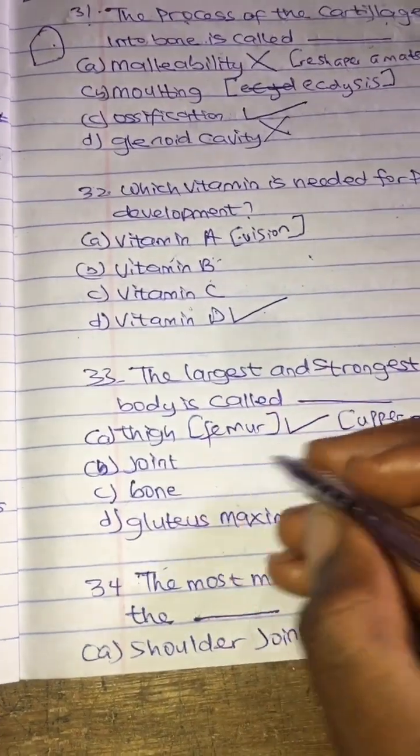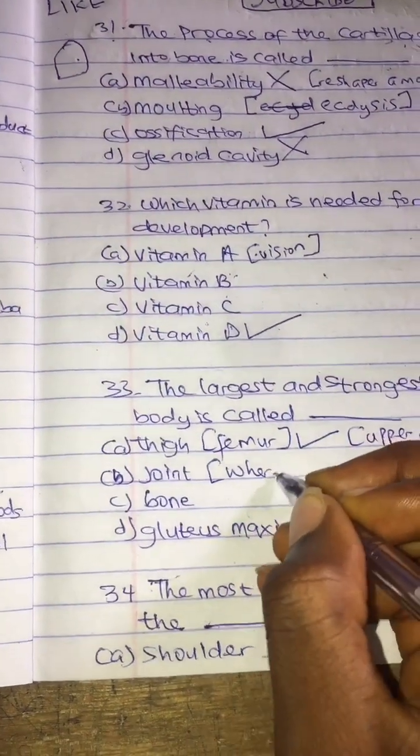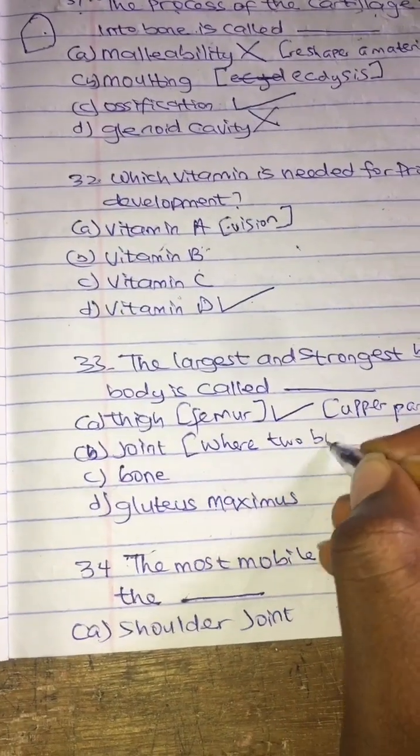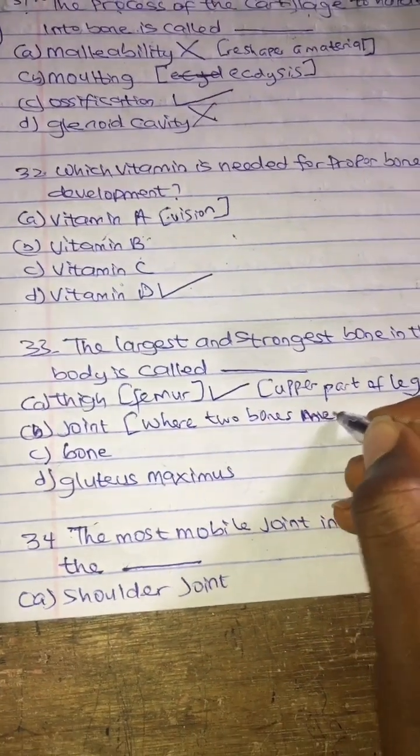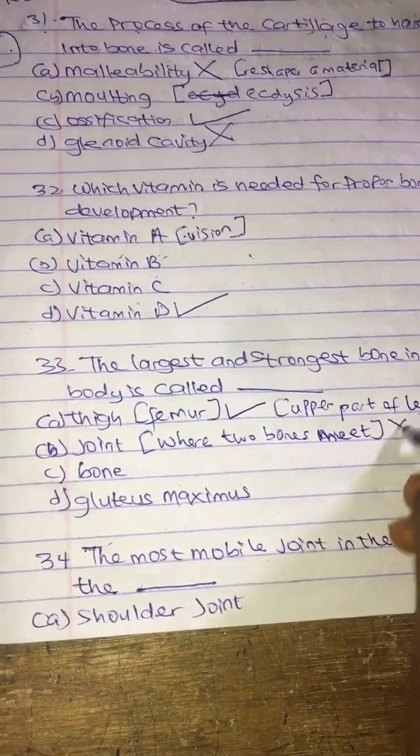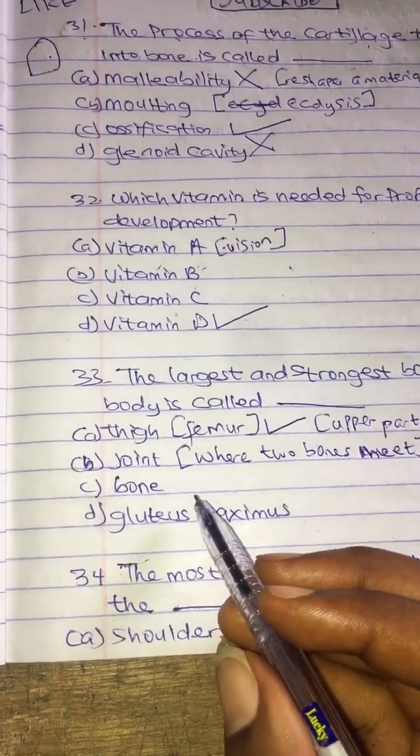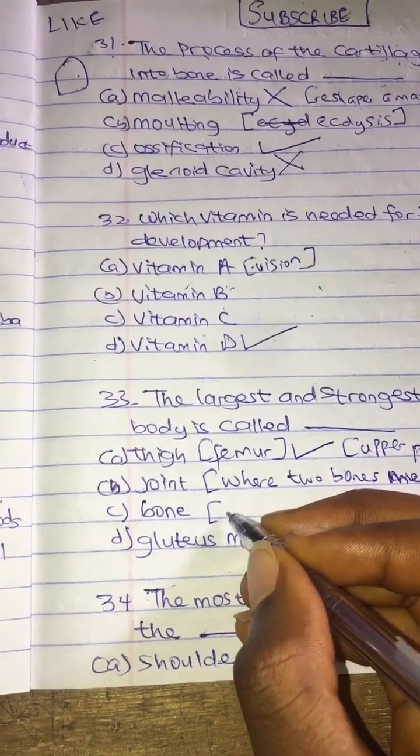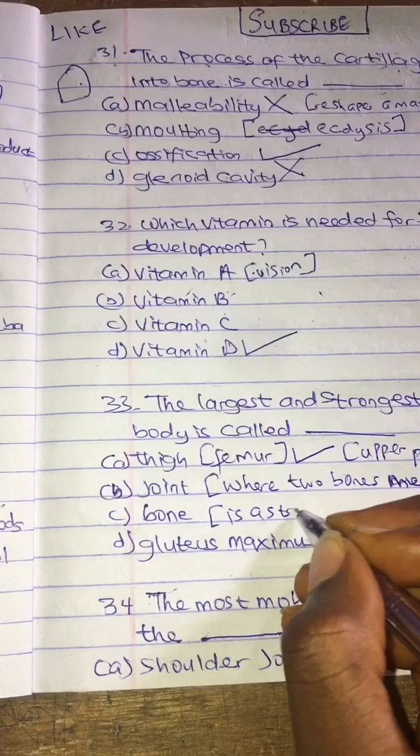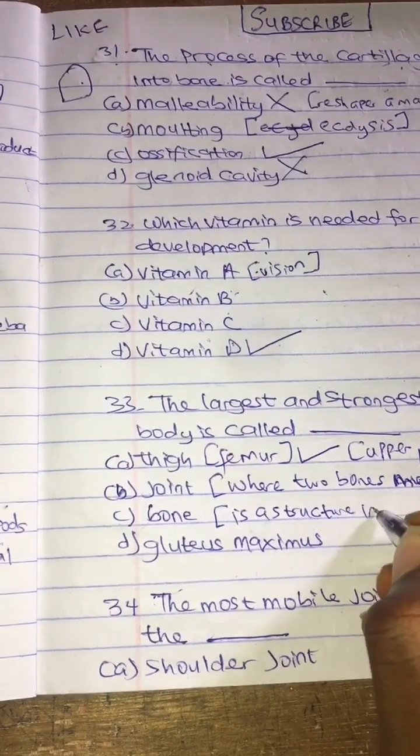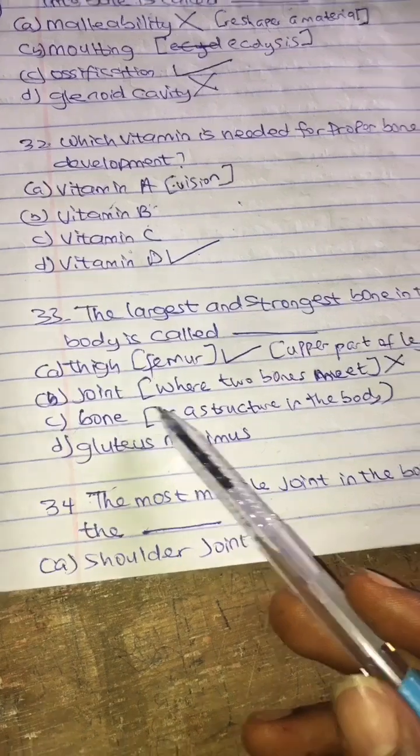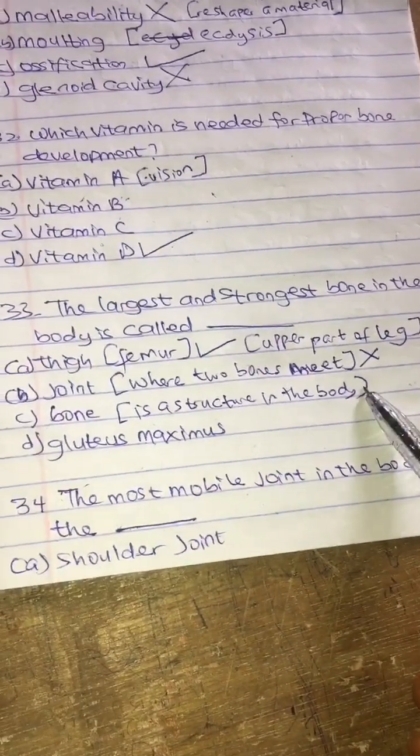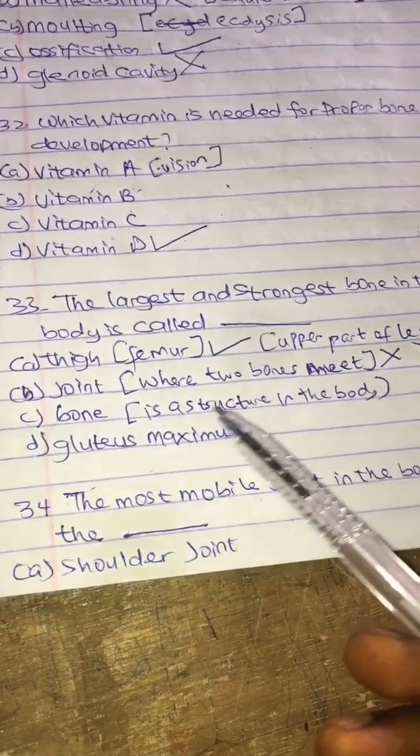Joint, we all know what joint means. Joint is where two bones meet. That's what a joint is. Sorry for my writing. Where two bones meet. And bone is a normal structure in the body. We all know the function of bone.